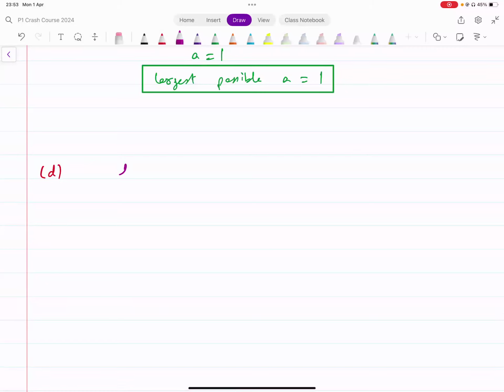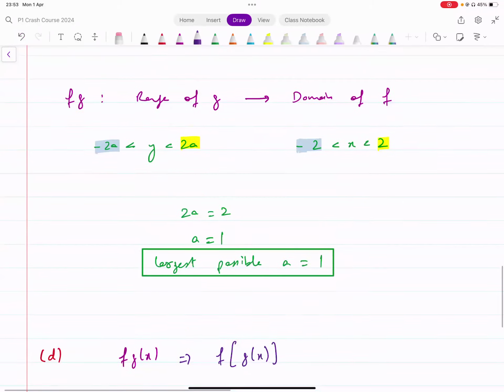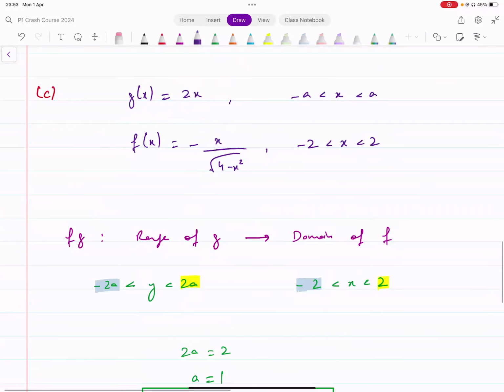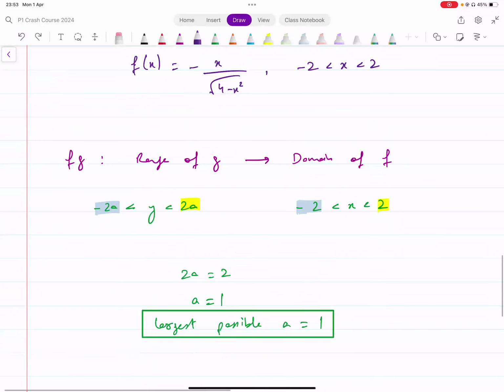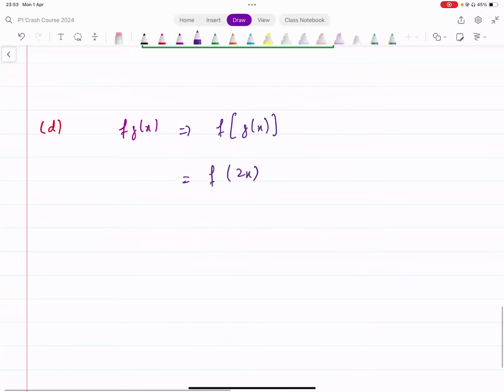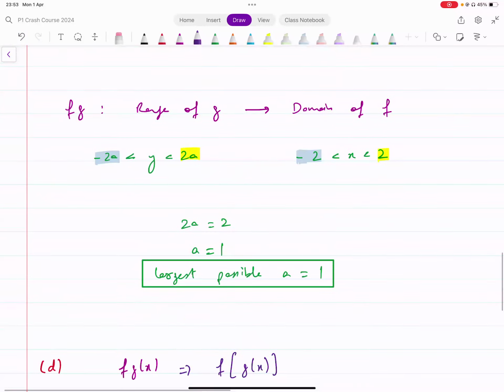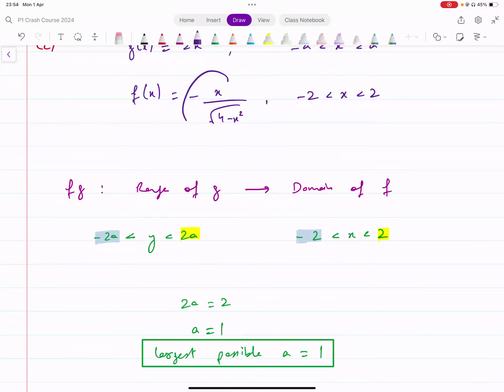Let's find the function fg of x. We've got both of those functions there already. F of g of x. Inside the function f, you have to input g. So basically f of 2x, right? G is 2x. We just have to find this. In place of x in this function, just input 2x.